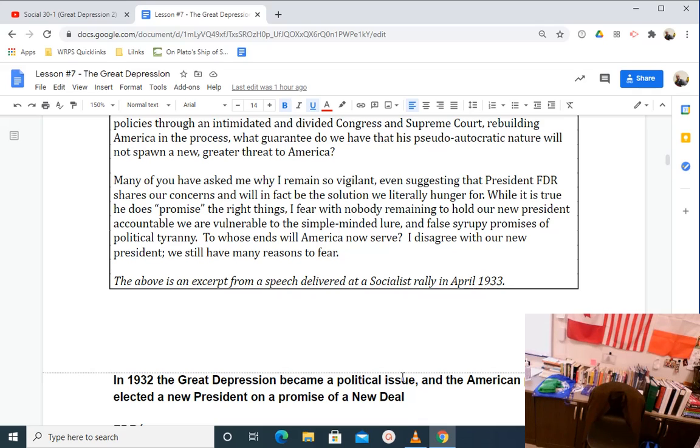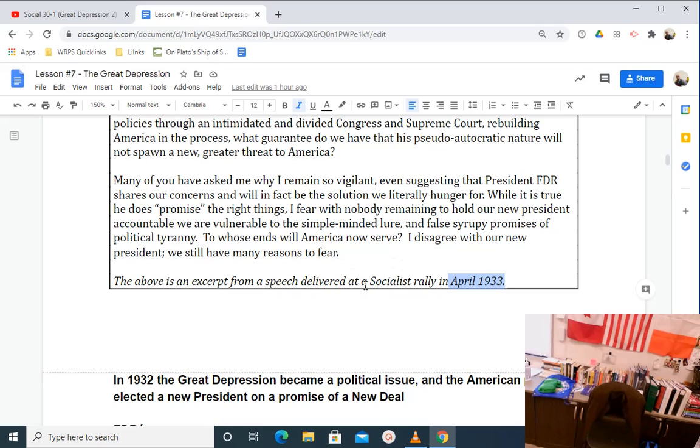And this is, importantly, right at the beginning of FDR's presidency. FDR takes office in January of 33. This is during those 100 days. So the speaker in a socialist rally, it was me, right? I couldn't find an actual speech from a socialist rally, so I made one up.